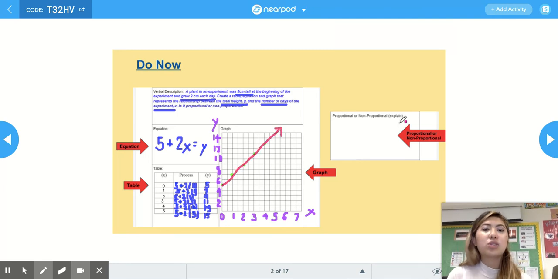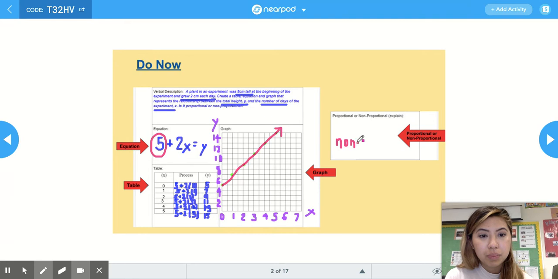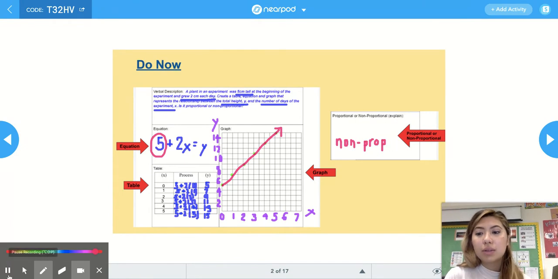And then in terms of answering if this is a proportional or non-proportional equation, seeing that our equation has a y-intercept is the indicator that lets us know that this is a non-proportional relationship. So I'm just going to write non-pro to represent non-proportional.